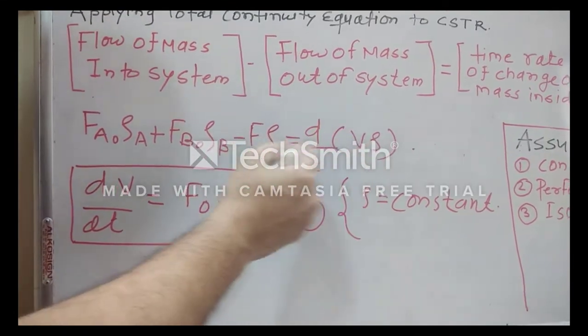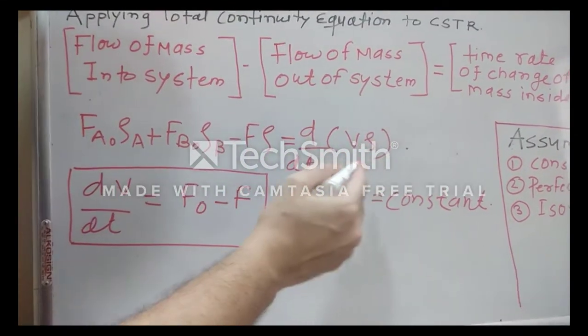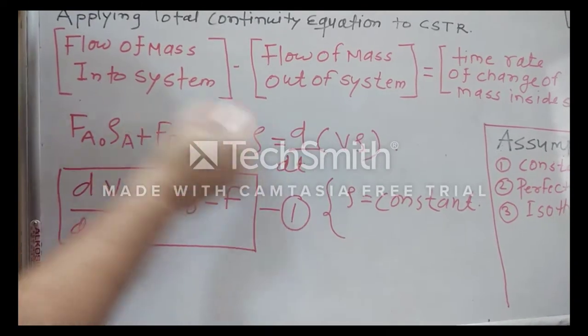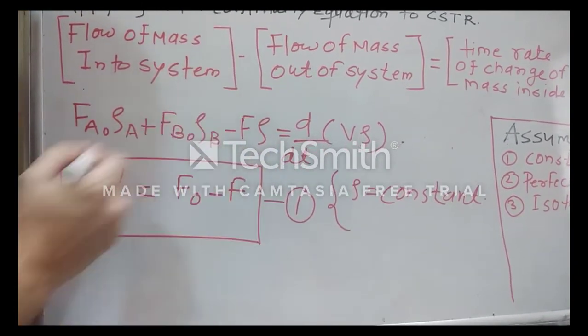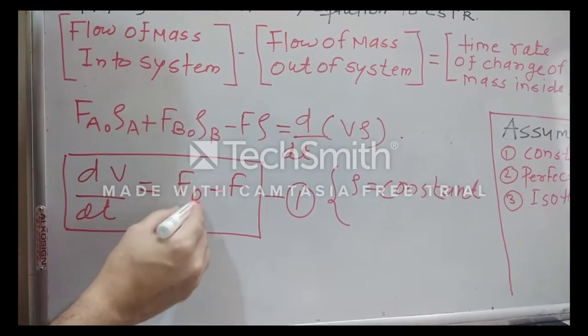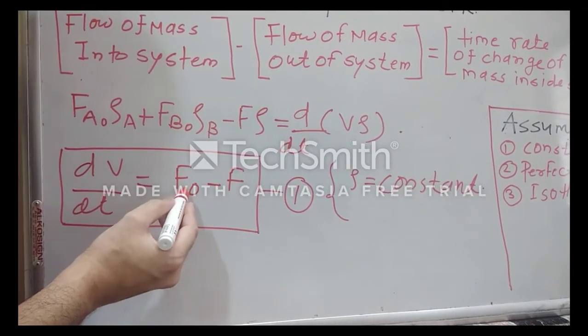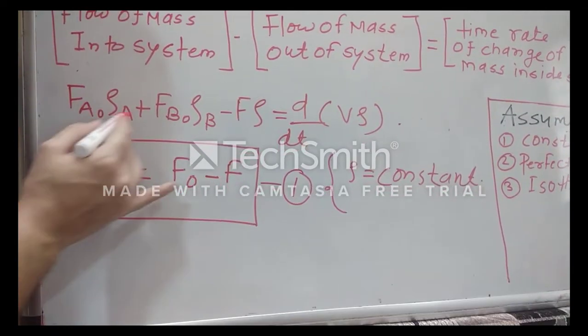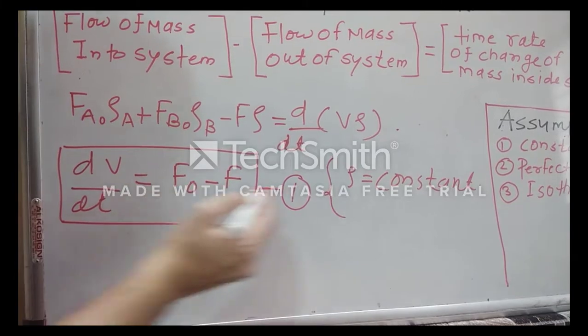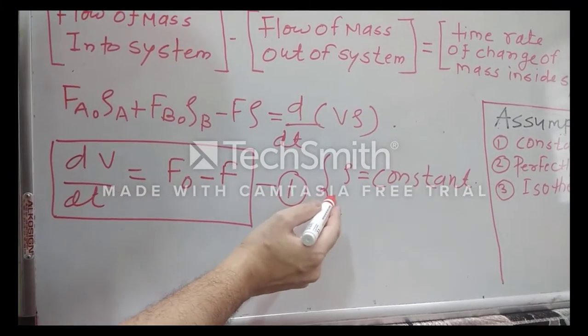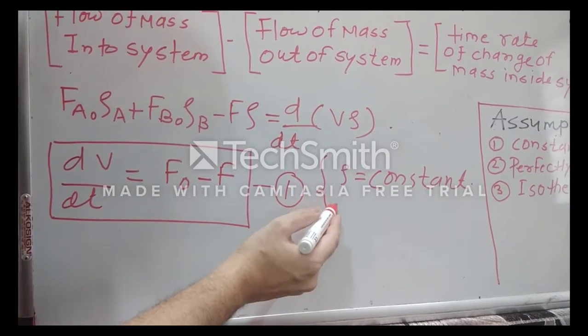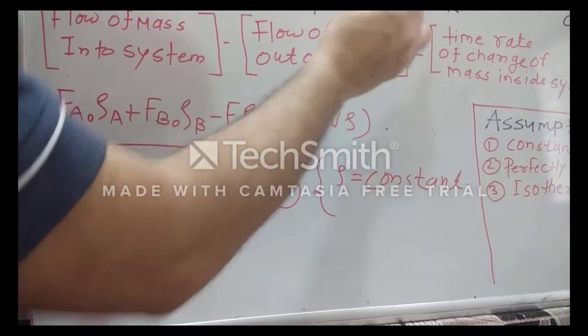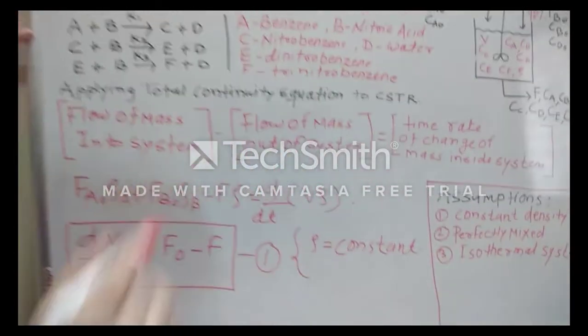Now if we consider the first assumption, constant density system, we can simplify this equation to dV by dt equals F0 minus F, where F0 is nothing but the addition of Fa0 plus Fb0. So this equation gives the first fundamental modeling equation for this nitration of benzene.